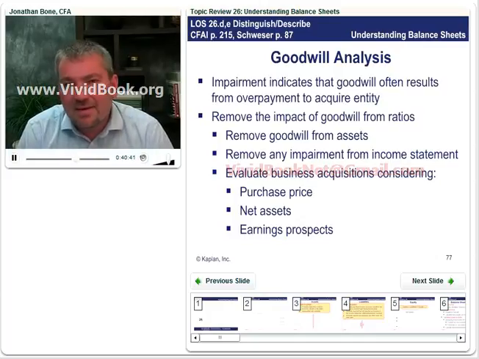Now, when we evaluate business acquisitions, we should consider what we paid for it, the assets we acquire, and its future earnings prospects.